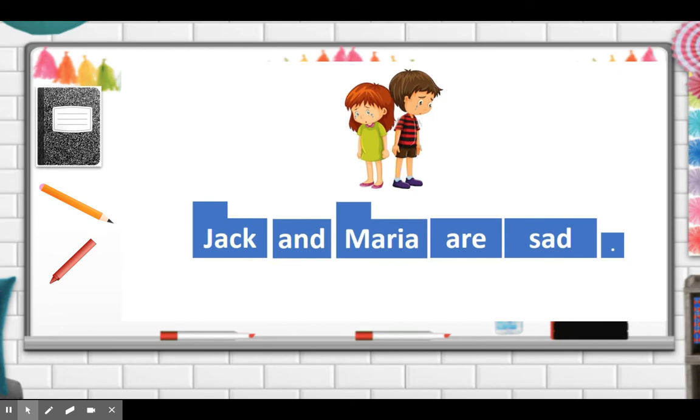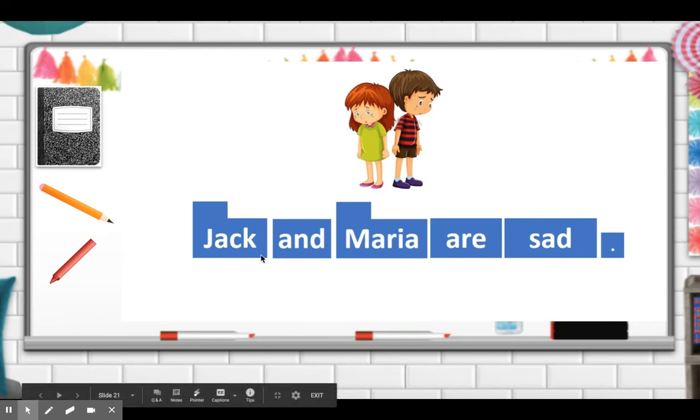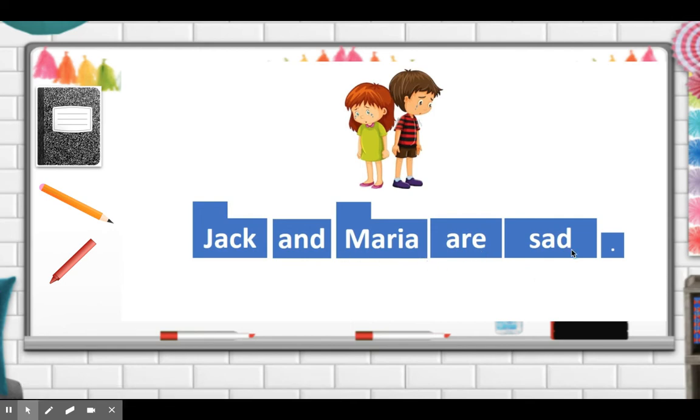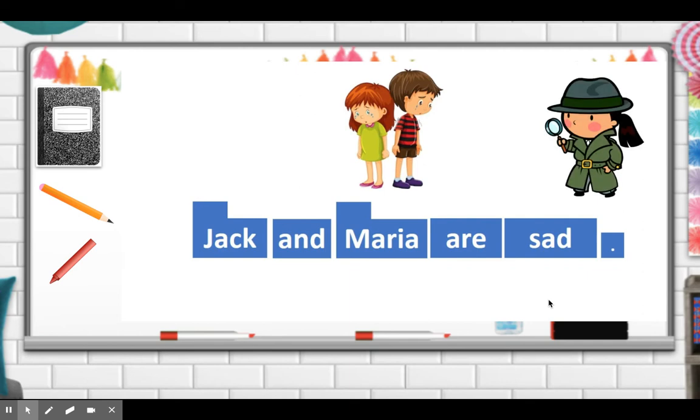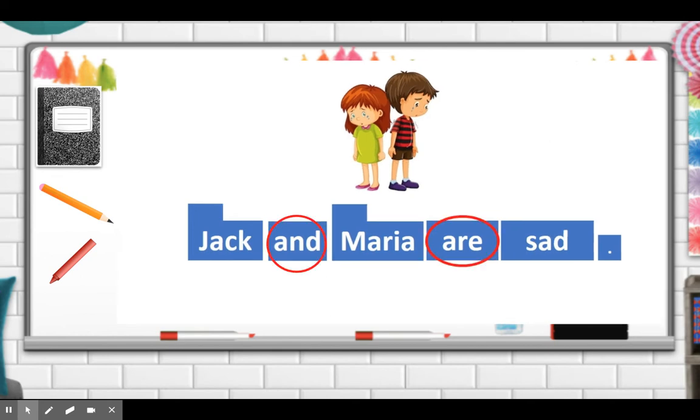Does your sentence look like mine? We have a diagram here. Jack and Maria, which might be a little bit harder to write, are sad. And if your sentence doesn't look like mine, please fix it. Now, can you be a trick word detective and circle all of the trick words that are in the sentence? That's right, and, are. They are trick words.